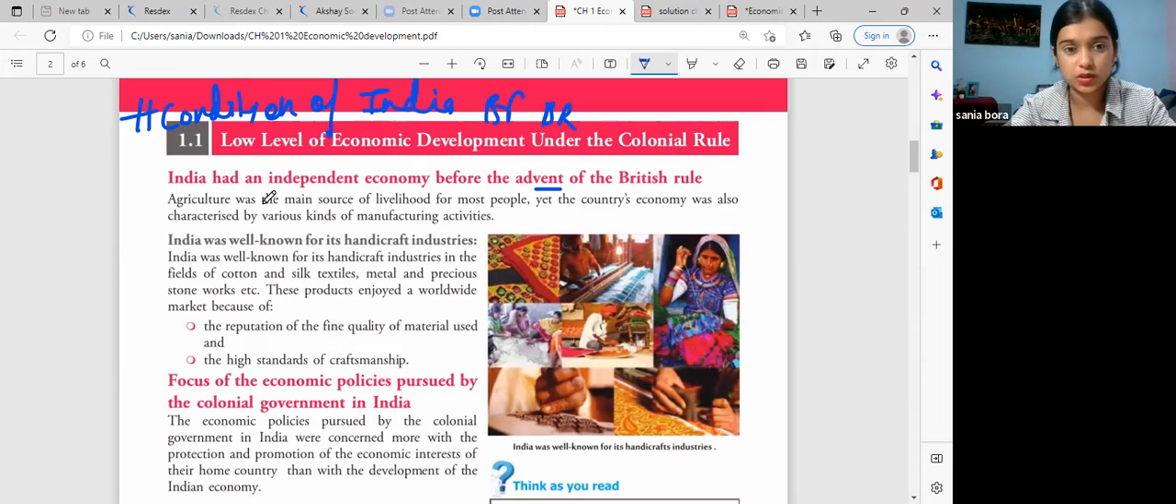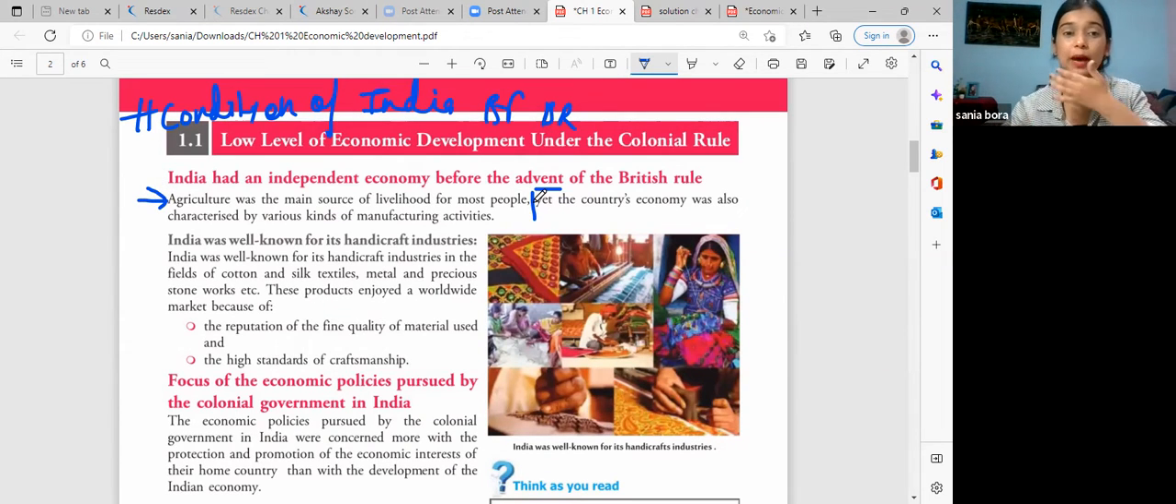Agriculture was the main source. Okay, so first thing, let me explain, then you can write. First point you got: India had an independent economy before the advent of Britishers' rule. Agriculture was the main source of livelihood for most of the people. Yet the country's economy was characterized by various kinds of manufacturing activities.